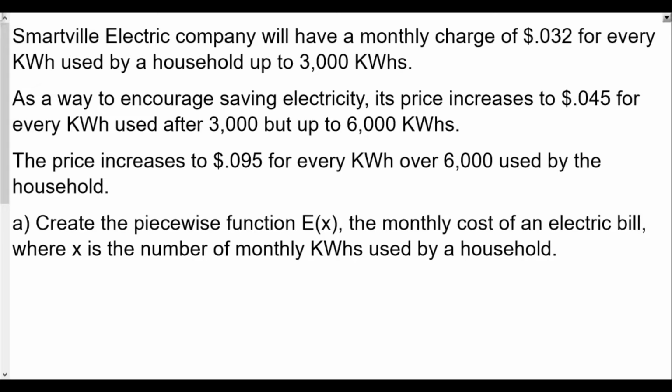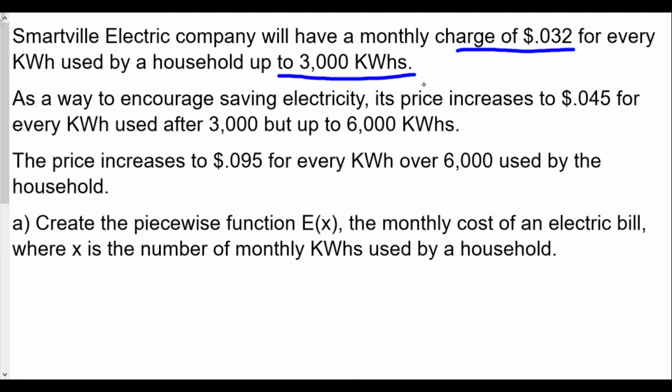So now we'll create a piecewise function, E of x, the monthly cost electric bill, where x is the number of monthly kilowatt hours used by a household. So a couple of things you want to do. First thing you want to do is establish your domain intervals in this case. And so we see in our first domain interval that we have a charge of 0.032 for every kilowatt hour used up to 3,000 kilowatt hours.